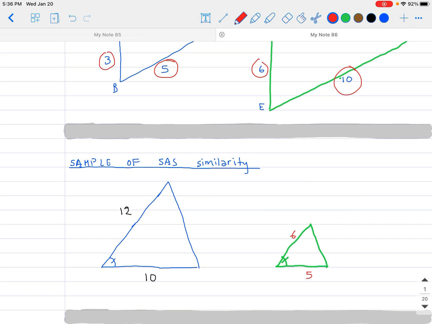Now, in the given over here, you can see the proportionality according to the sides right here. We have 6 and 12 right here. So 6 divided by 12 is equal to 5 divided by 10. And if the angles in between them are congruent, then that means that we have this SAS similarity. So you can see how it's very similar to SAS congruent triangles, okay?